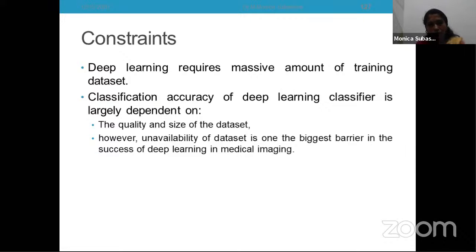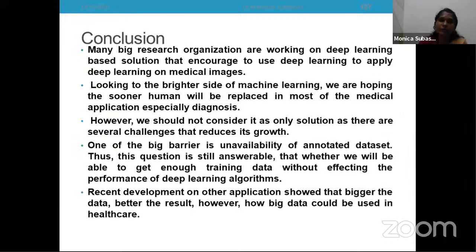output classification. So what about the constraints of deep learning? We need a massive amount of training data set. That is the only challenge we are facing with deep learning. Also, the accuracy depends upon the quality and size of the data set. That is the one major constraint in deep learning techniques.